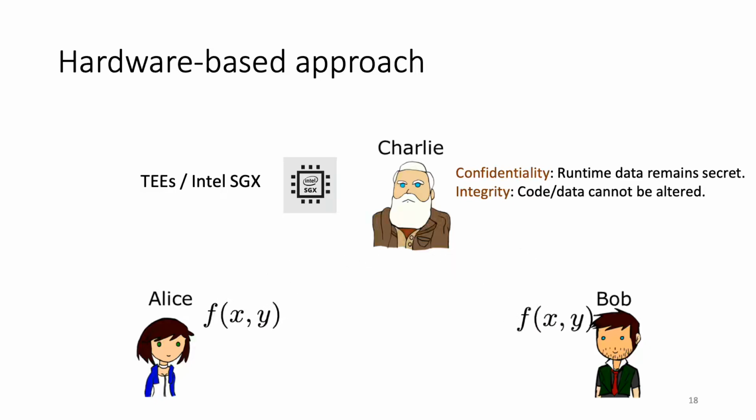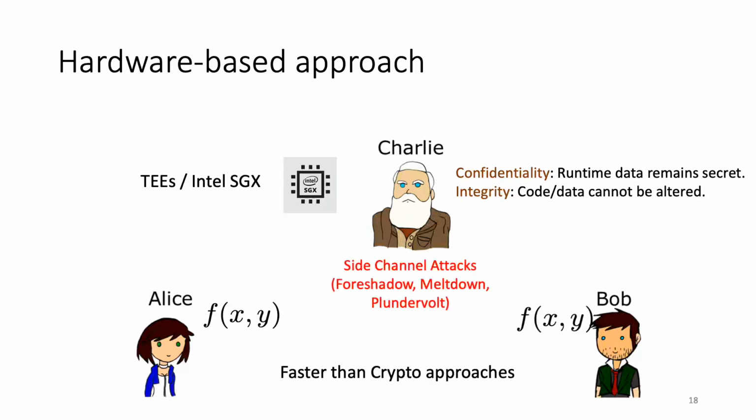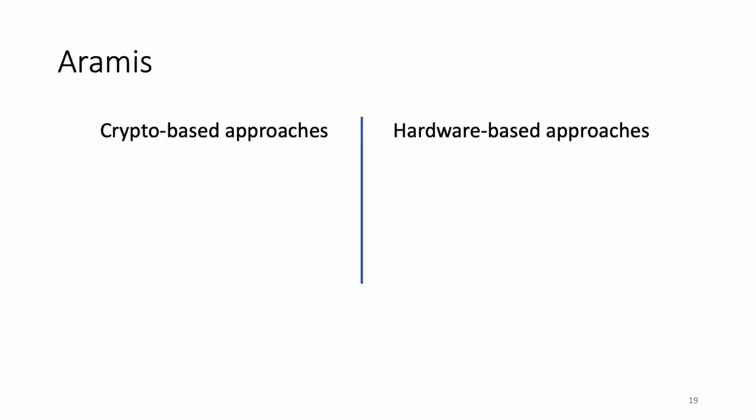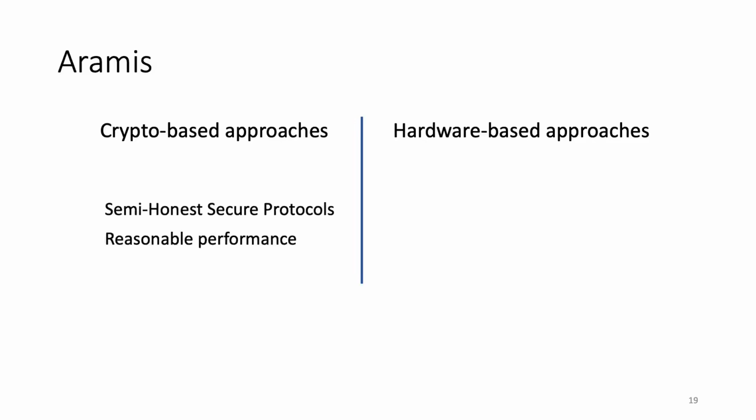While such hardware-based approaches are faster than crypto-based approaches, these typically suffer from side channel attacks. For example, Foreshadow, Meltdown, and Plundervolt, which is another work appearing in this symposium, are attacks against Intel SGX. This is where RMS comes in and tries to combine the two approaches. As we have seen, crypto-based approaches have reasonable performance for semi-honest secure MPC protocols, whereas hardware-based approaches suffer from attacks that break the integrity and confidentiality guarantees.